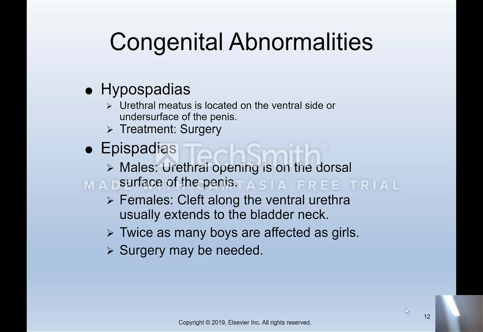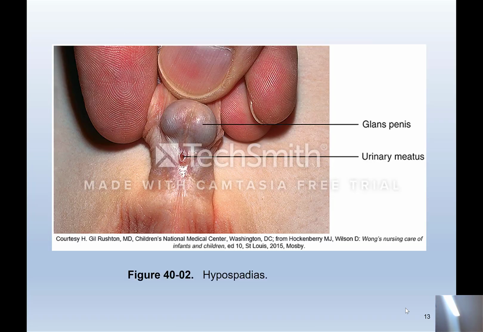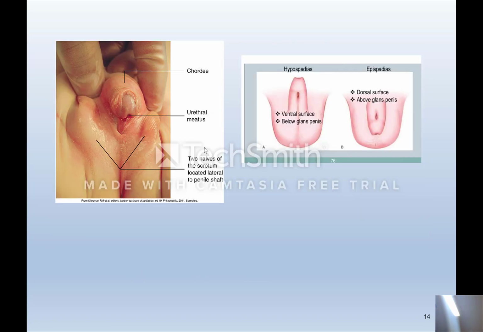So when infants are born, that's one of the things that the pediatricians and neonatal nurse midwives look for. This is the glans of the penis, and pointing here, you can see the urinary meatus is here, not open here. See, so that's hypospadias. Hypo meaning under, right? Less than, under. And so this is the hypospadias.